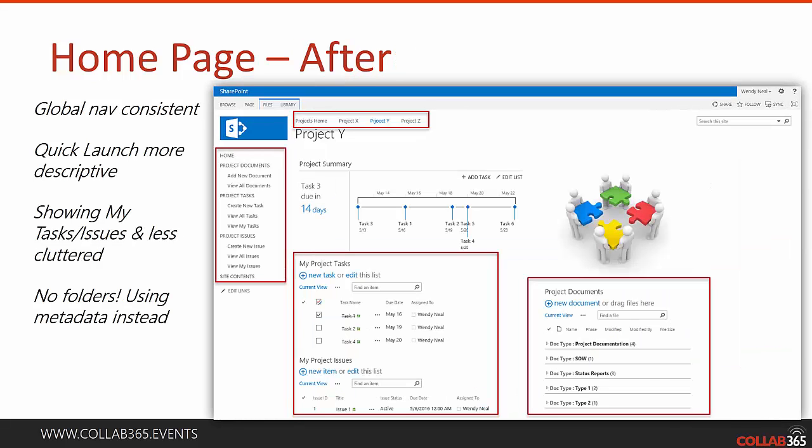If we look at our page afterwards, we fixed that global nav issue, so now our global navigation is consistent. We've updated our quick launch to be much more descriptive using action words and making it very clear and evident what will happen if you click that link. For our tasks and issues list, we're showing just my tasks, so what's relevant to me, fewer columns so it's less cluttered, and if I want to see more information I can click through. And also we're not using folders, we're using metadata instead to group and categorize our data, which allows us to do things like grouping, filtering, sorting, just a much better experience. And then we've added our nice image there to give a little visual pop.